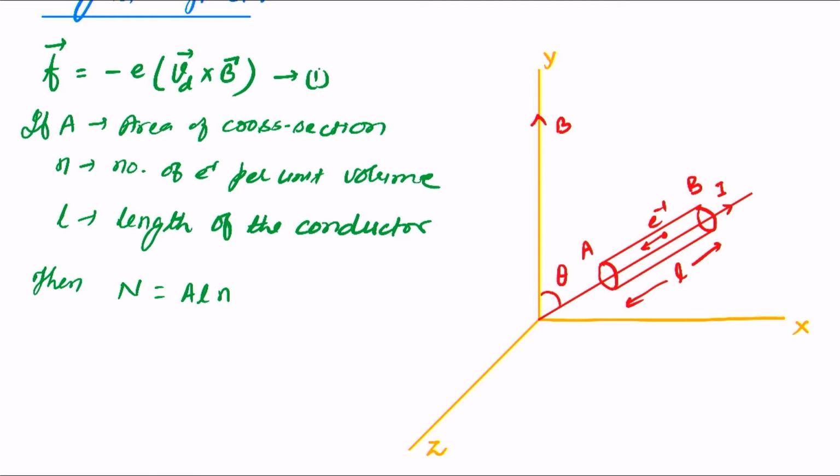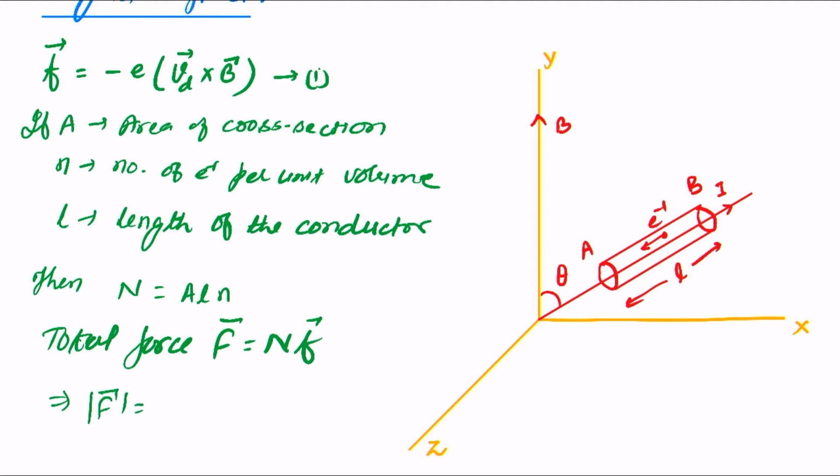Now we know that the force on one electron is given by this, and since there are a total of N electrons, the total force F will be equal to N into f. So we can write the magnitude of force F equal to N, that is nAL, times the value of small f, which is e Vd B sine theta. I'm converting the cross product into sine, and the negative sign is there. Since the negative sign represents just the direction, I leave it here.